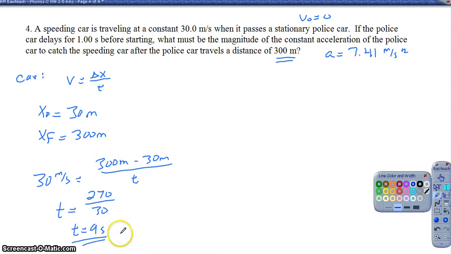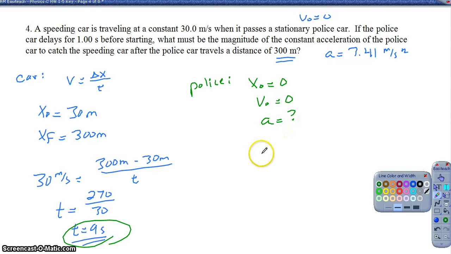So the significance of that is it takes 9 seconds after the police car starts to accelerate for the police car to catch up with the actual speeding car. So that's a vital piece of information that I can just jump in for the police car. So for the police car, let's identify what information we know. Well, its initial position was 0, because that's where I was defining it. This one had a 30-meter head start. He was at 0. His initial velocity was also 0. The acceleration is what we're looking for.